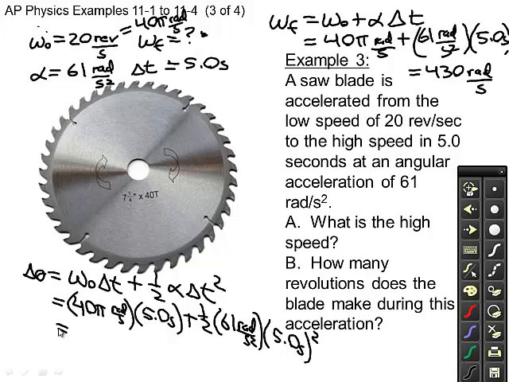40 times pi times 5 plus 0.5 of 61 times 5 squared. And I'm getting 1,390 radians. Unrounded quite yet. 1390. Okay, radians on the bottom, revolutions on the top. 1 revolution, 2 pi radians. Divide by 2 pi.